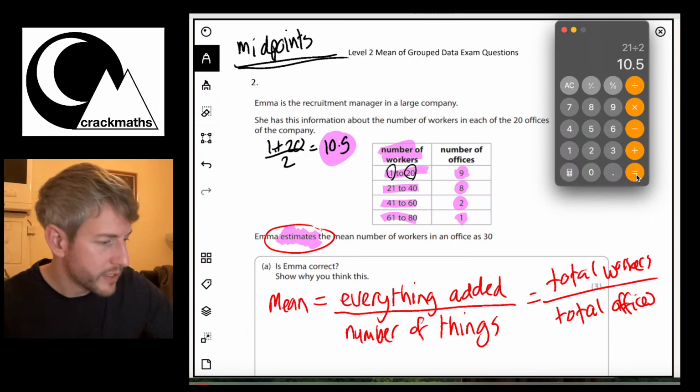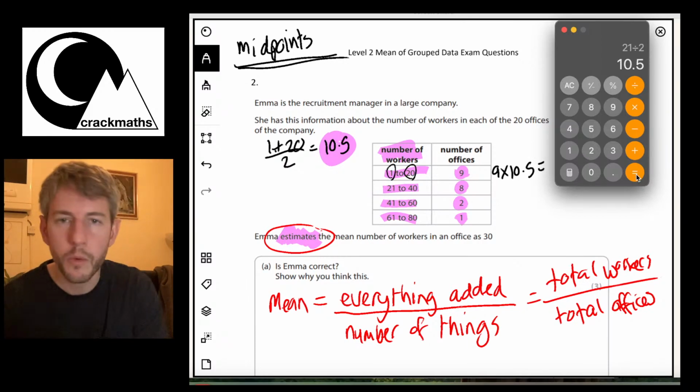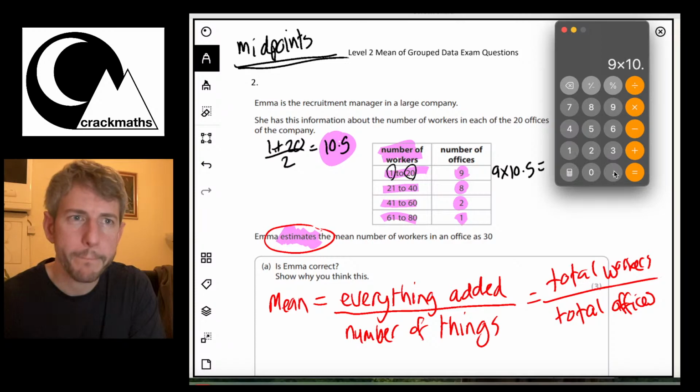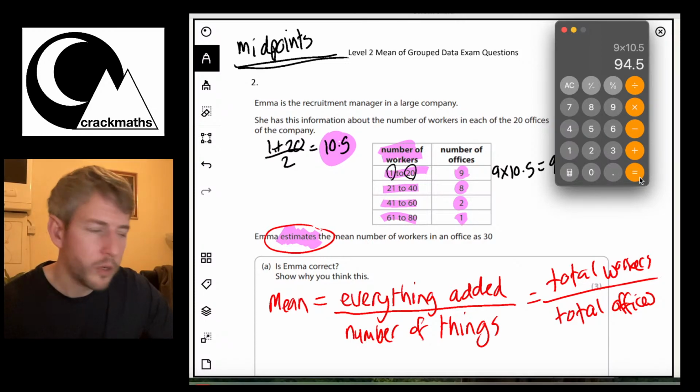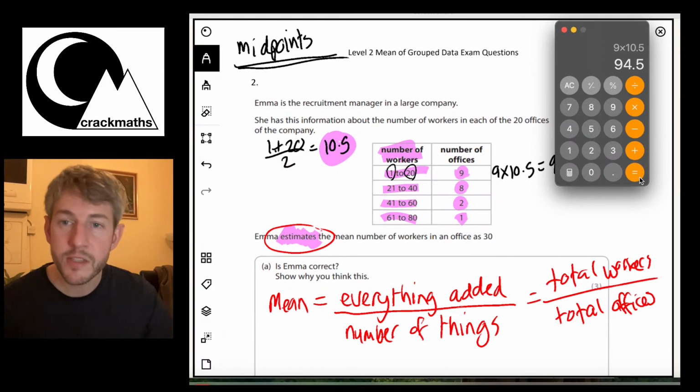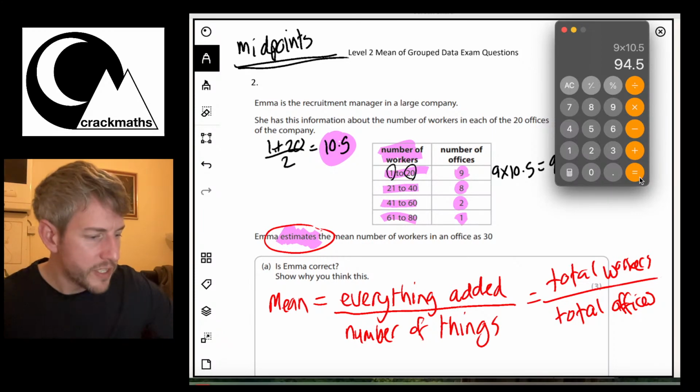So what I'm going to do is I'm going to do 9 times 10.5. Okay, and I will work that out here. So we've got 9 times 10.5. And that equals 94.5. So basically, we've estimated that the first 9 offices have 94.5 workers in.